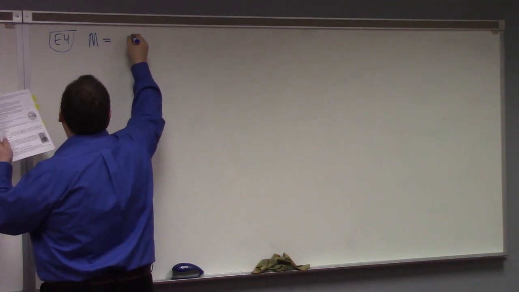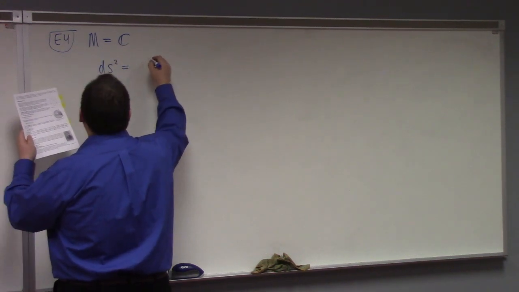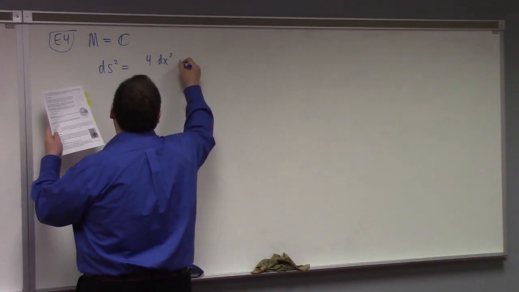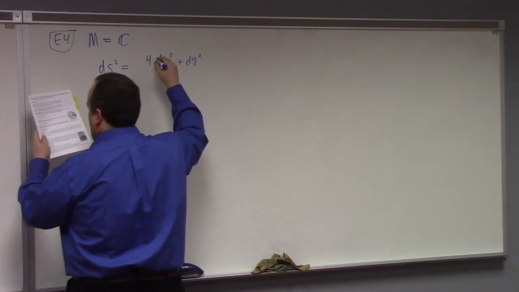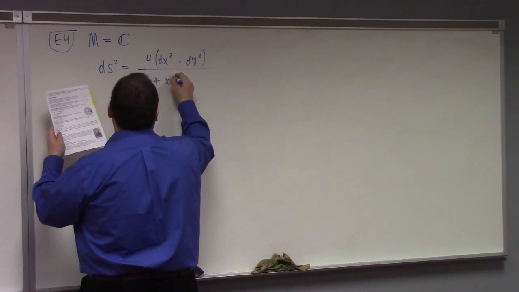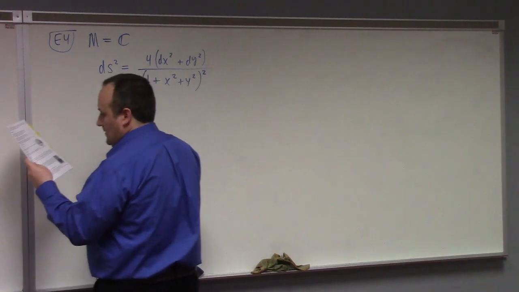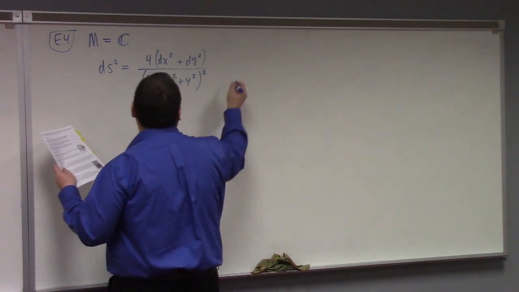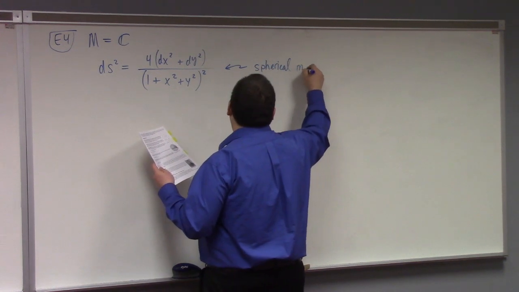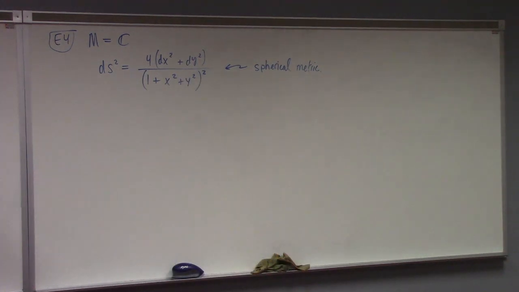But so if we take the complex plane and we use ds squared equals 4, let's say, dx squared plus dy squared, divided by 1 plus x squared plus y squared, squared. This is sometimes known as a spherical metric.